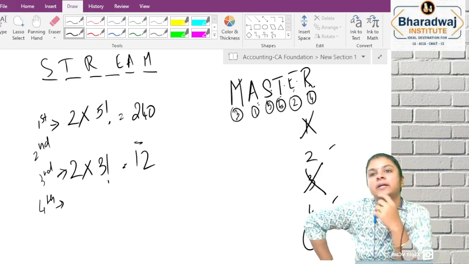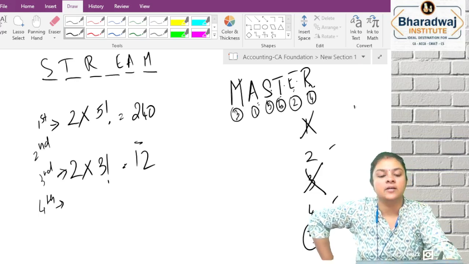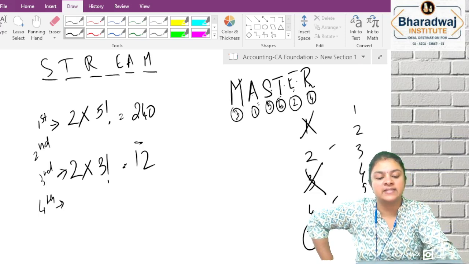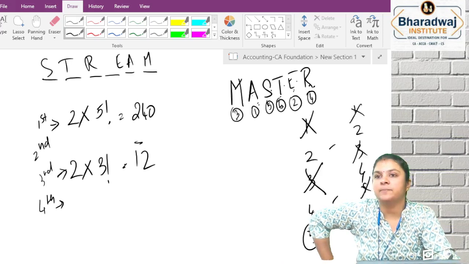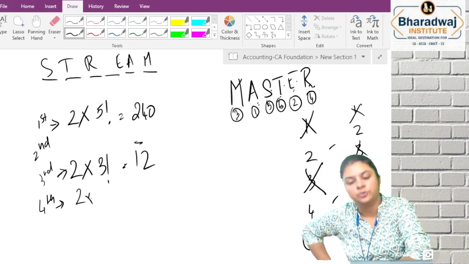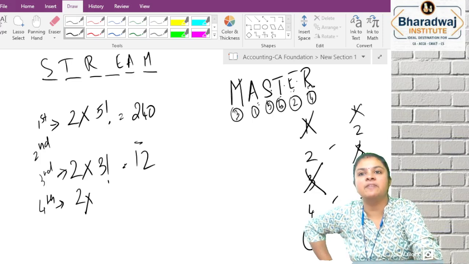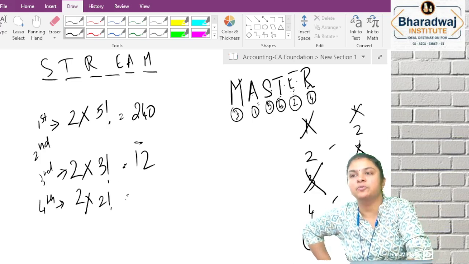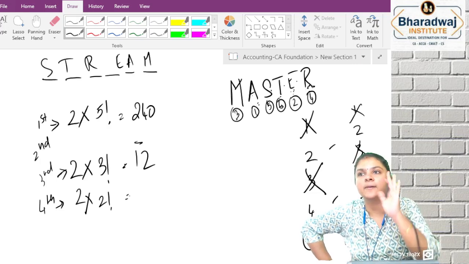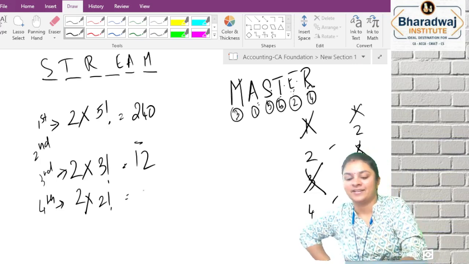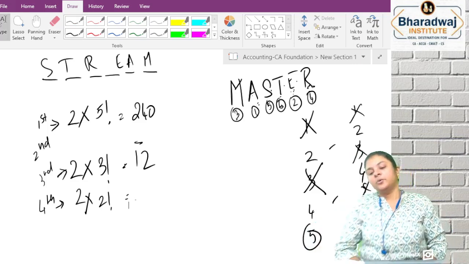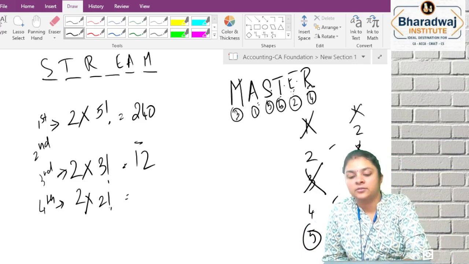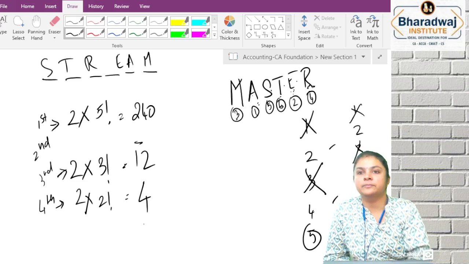Fourth position என்ன நம்பர் இருக்கு? 6 இருக்கு. So 1 2 3 4 5 6 ல 1 போயாச்சு, 3 போயாச்சு, 5 போயாச்சு. 2 or 4 should have come before. So 2 into, balance how many places are left? 2 places are left, 2 factorial. So 2 into 2 factorial. 2 into 2 factorial. So 2 into 2, 4.